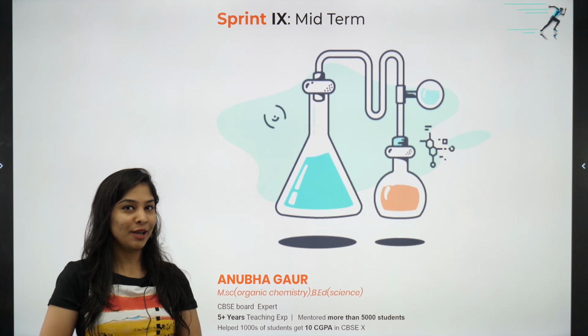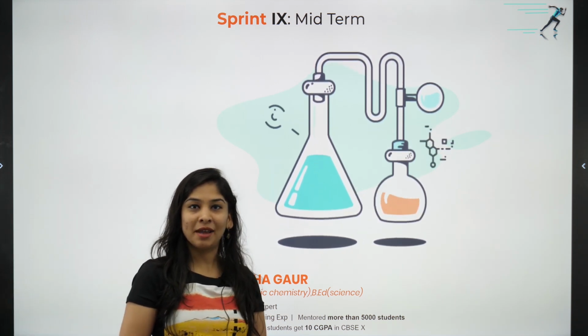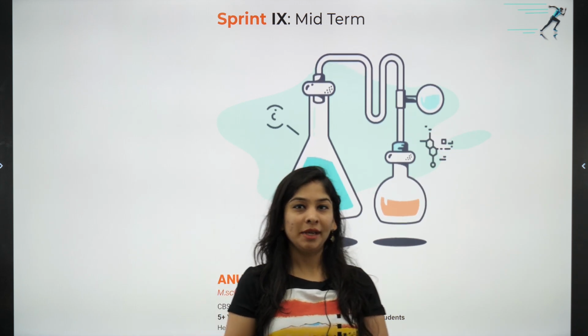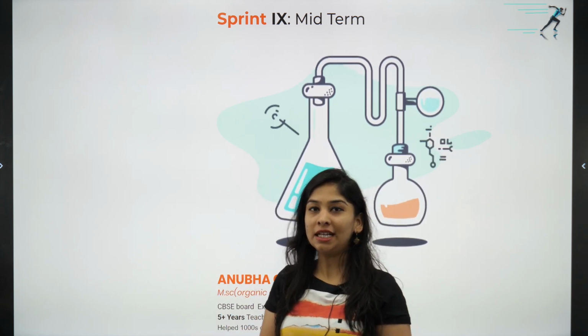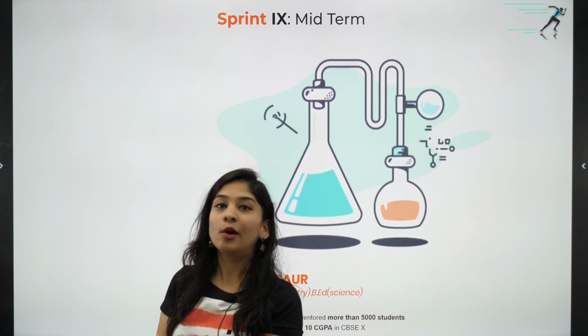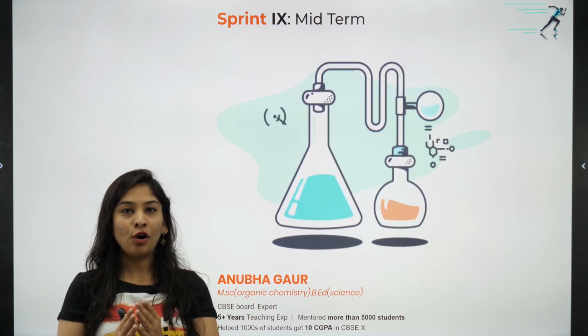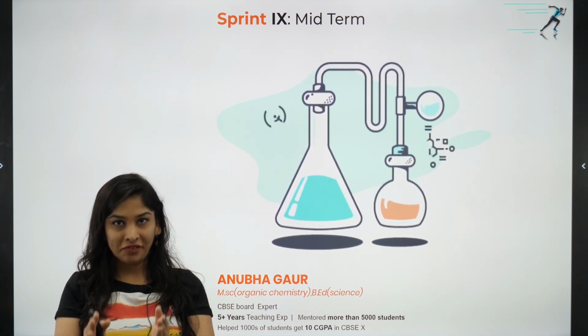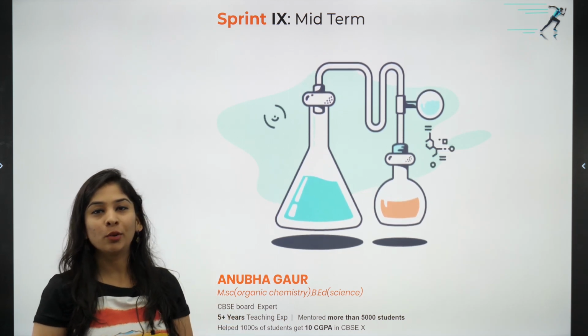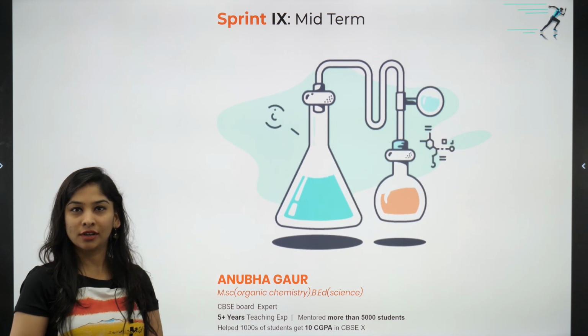Basically, in today's class, as you can see, it's sprint time everyone, midterm time. That means we are going to help you for your midterm exam, and the chapter we were covering is Matter Around Us Pure. One lecture I have already done. I hope all of you have seen that video. If you haven't, please go through it once. It is definitely going to help you. And this is the second session of the same chapter.